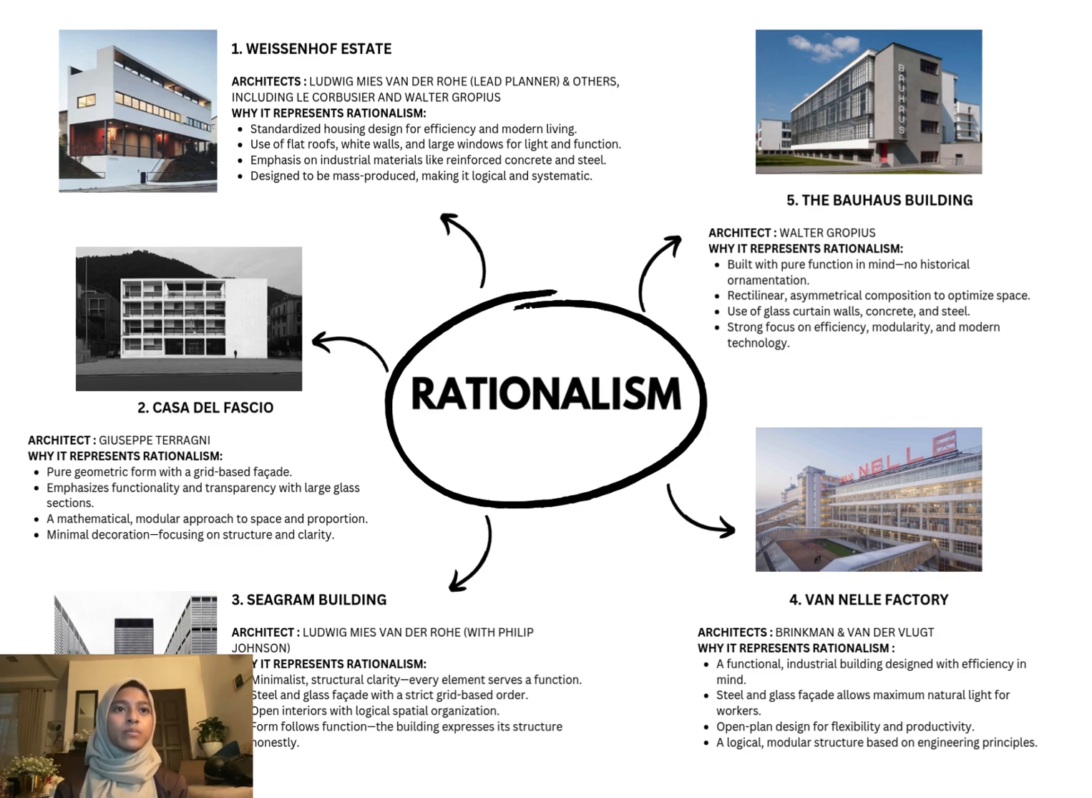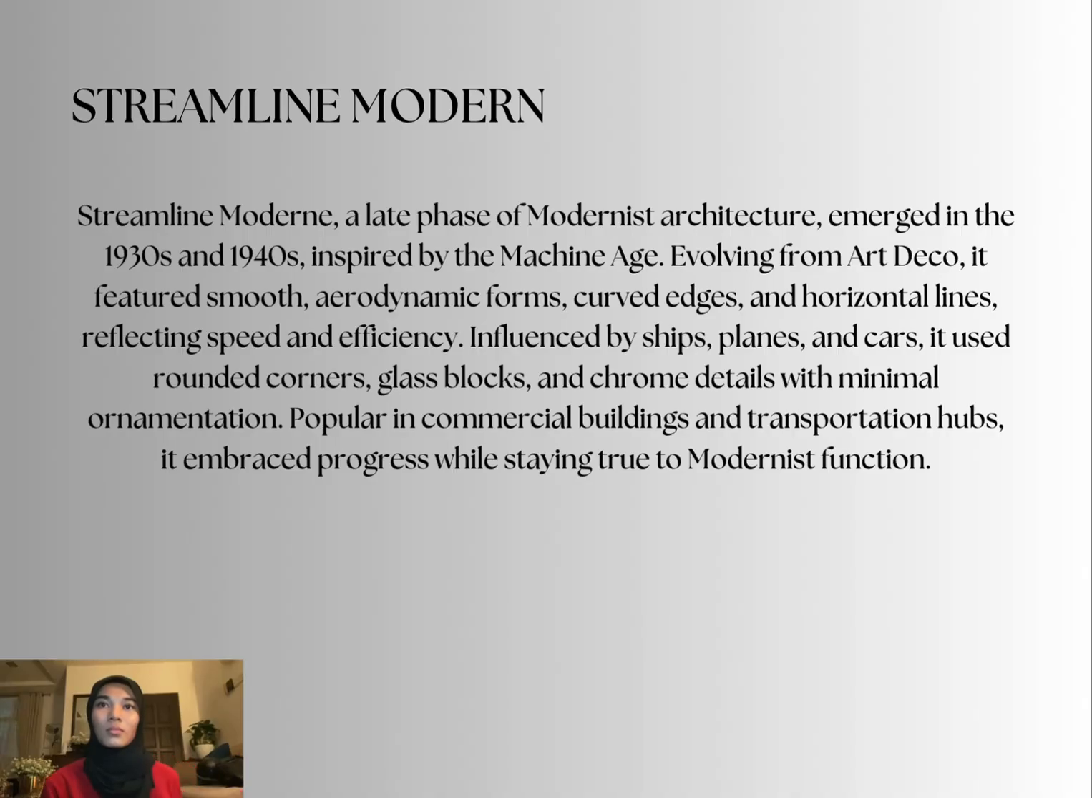The last one is the Bauhaus building. Architect: Walter Gropius. Why it represents rationalism: built with pure function in mind, no historical ornamentation, rectilinear asymmetrical composition to optimize space, use of glass curtain wall, concrete and steel, strong focus on efficiency, modularity and modern technology.